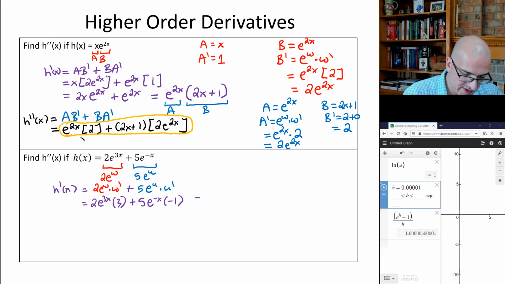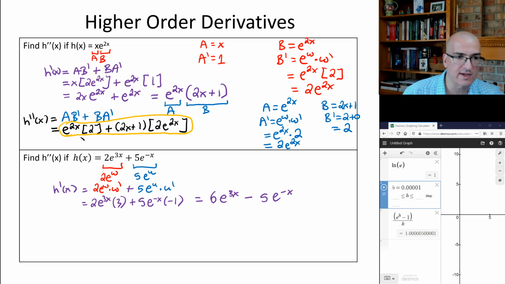And then we can clean that up a little bit. I'll do that over here. We have 6e to the 3x minus 5e to the negative x. Okay, let's do it again. That's the first. Now we need the second.